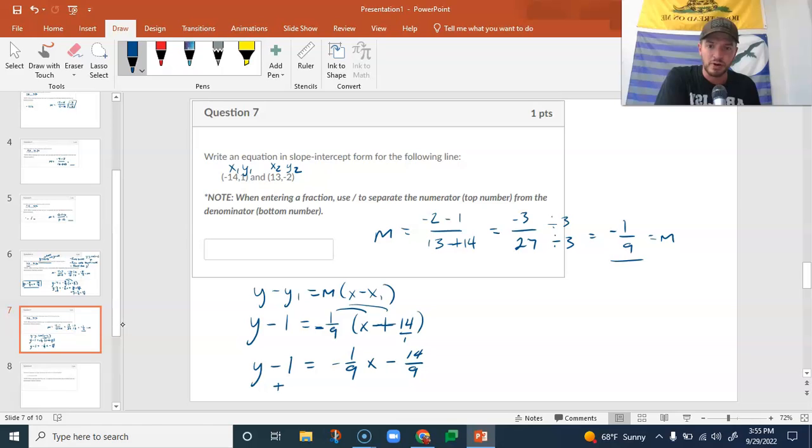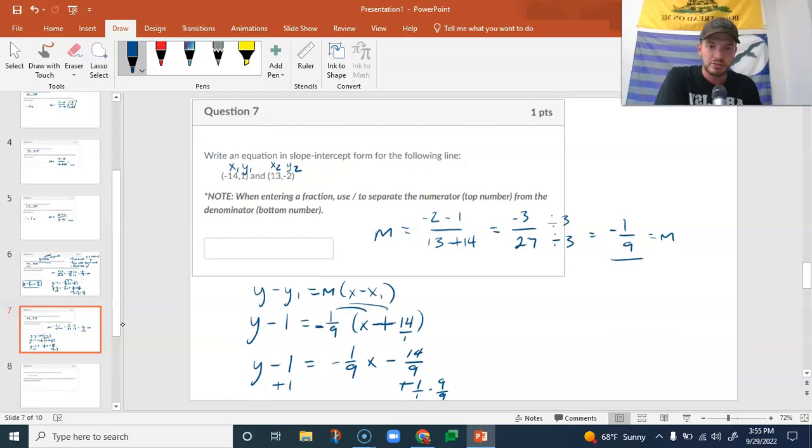Last step is to solve for y, so add 1 to both sides. And again, this is like 1 over 1, so it's the same thing as 9 over 9. So I'm adding 9 over 9 here. So -14 plus 9 is -5. So my answer then is going to be y equals -1 over 9x minus 5 over 9. Okay, and that should do it for number 7.